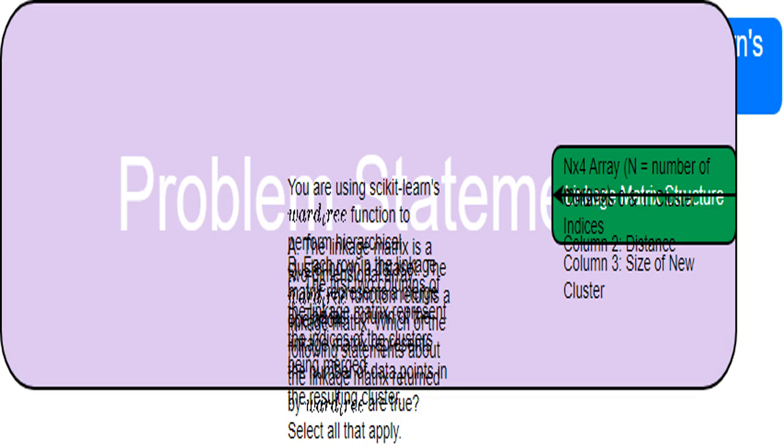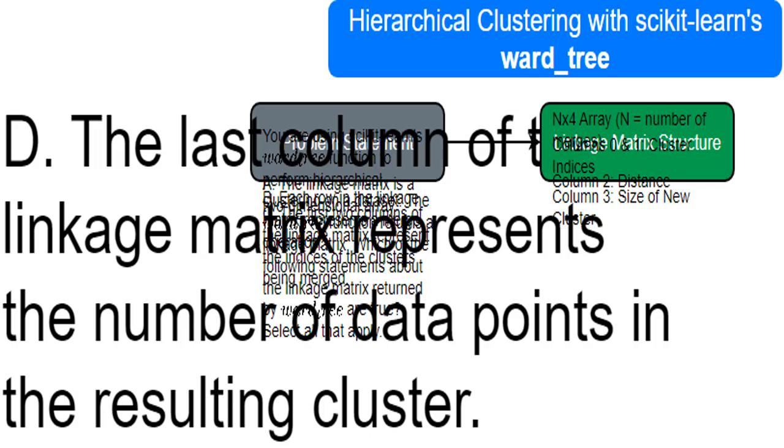I'm explaining the problem. You're using Sklearn's ward_tree function for hierarchical clustering. I'll help you understand what the function's output, the linkage matrix, means. The linkage matrix is a two-dimensional array. N represents the number of merge operations done during clustering. It's always one less than the number of data points you started with.